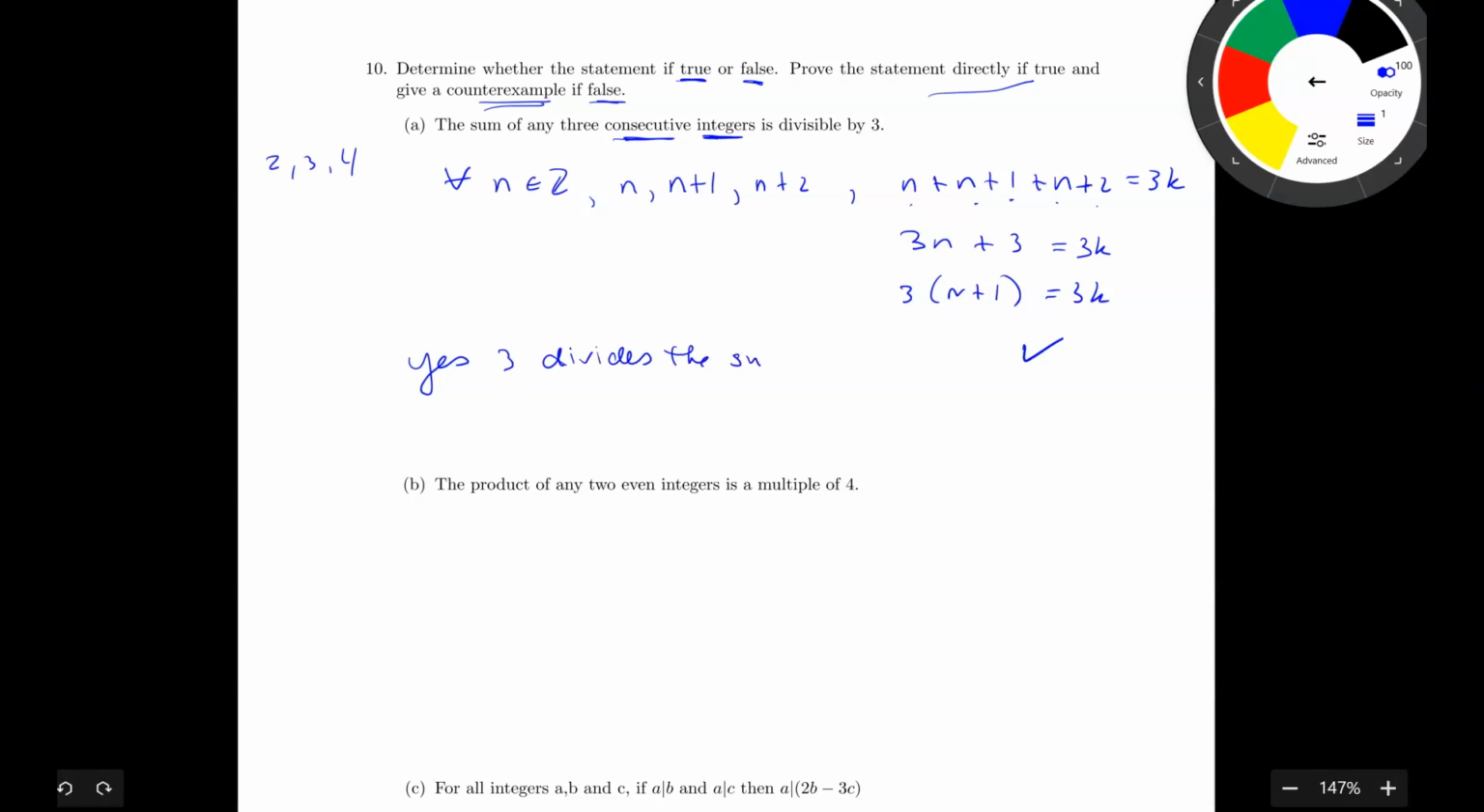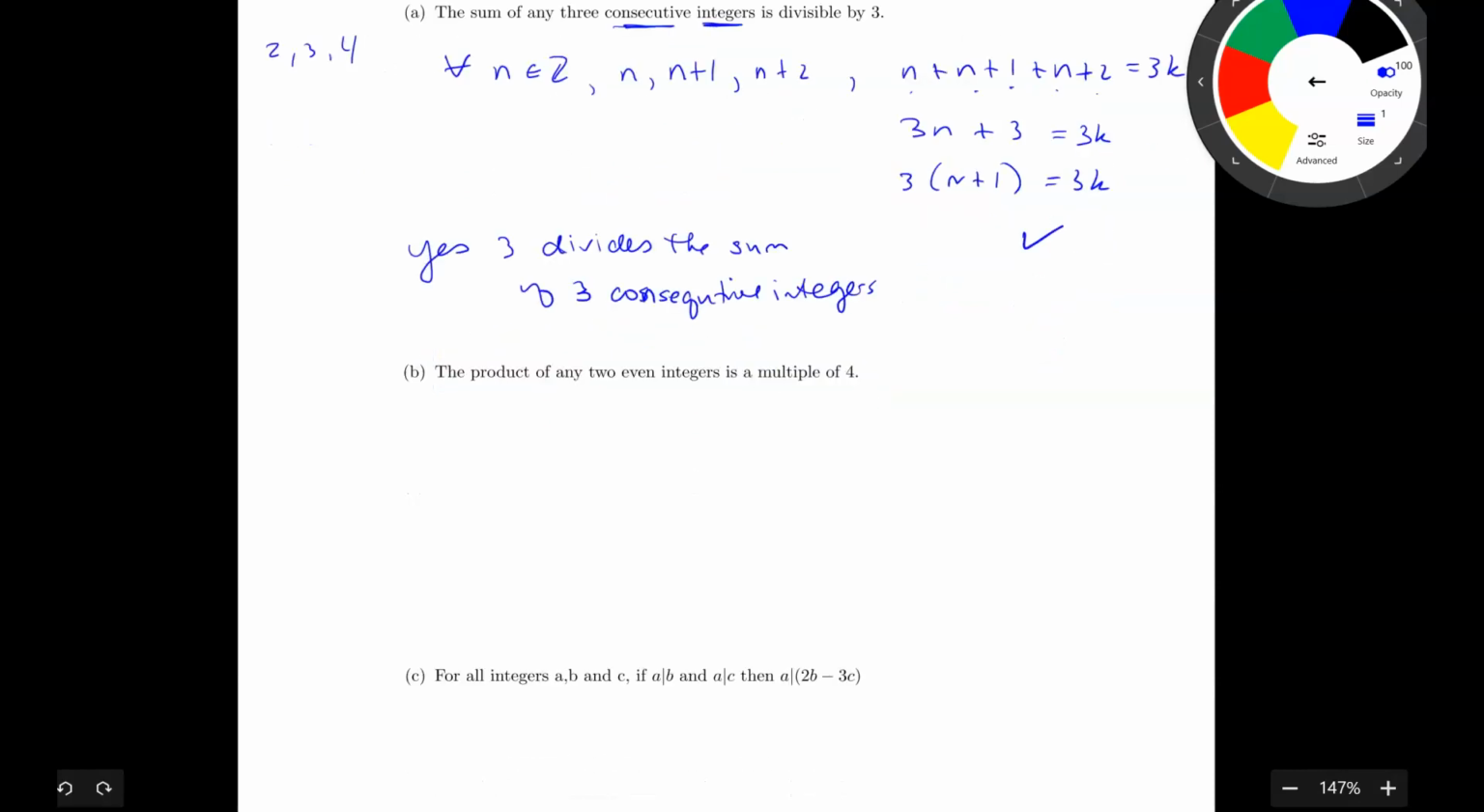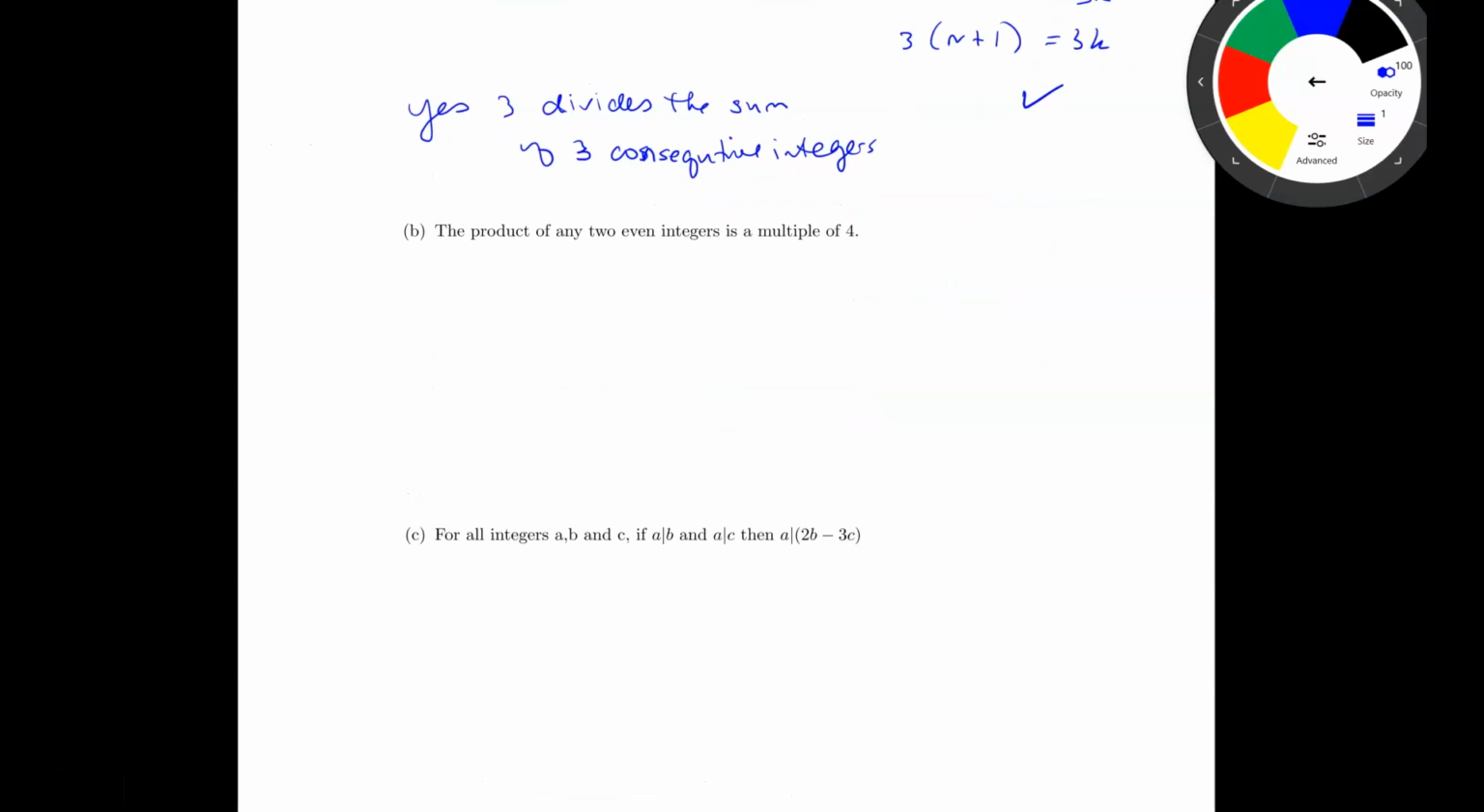the sum of three consecutive integers. Is that spelled right? I'm not sure how that's spelled. Okay, anyway. Okay, so for any product of two even integers, that's a multiple of 4.